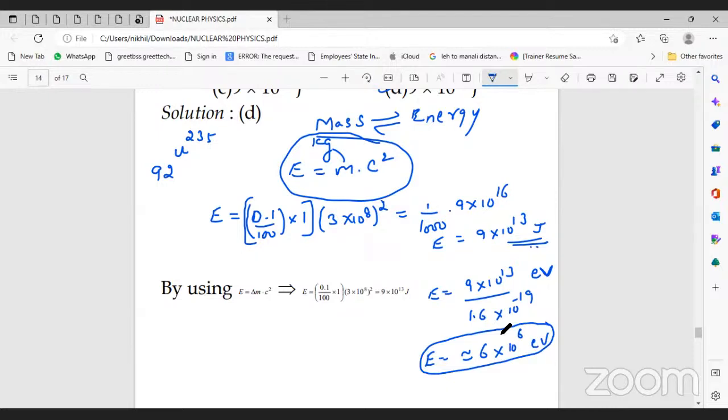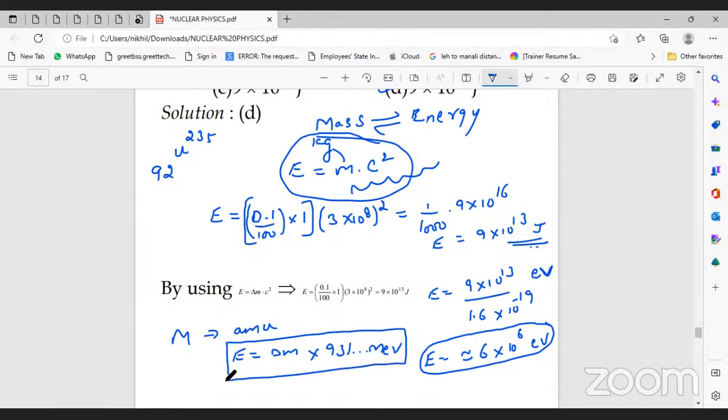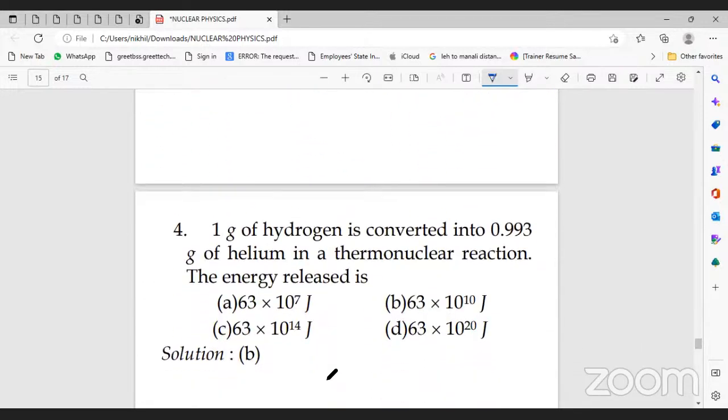But remember, if the mass is in kg, then only we use the formula E is equal to mc squared. If mass is in AMU, then you have to use energy as delta M into 931, and this value will be in terms of mega electron volt. Please remember, these are the 3 different formulas while calculating the energy.